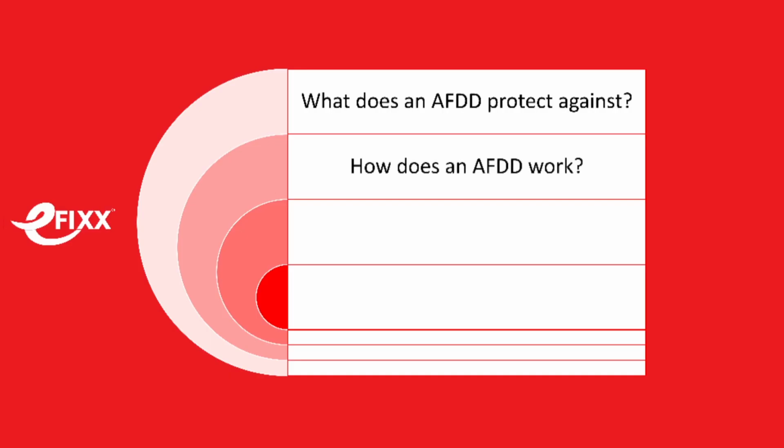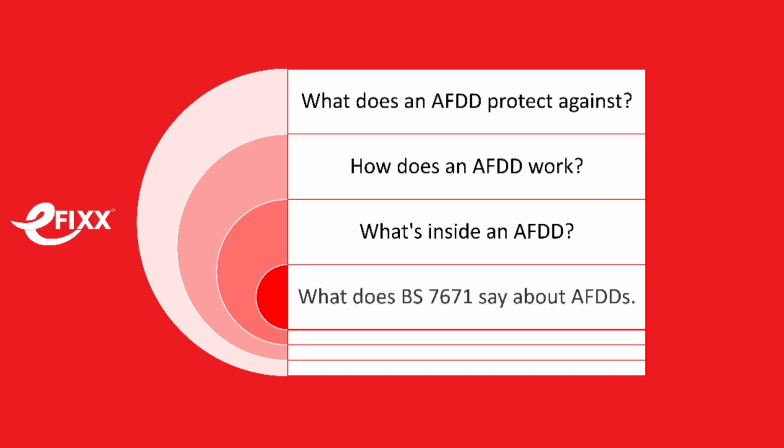We'll be considering the following subjects. What does an AFDD protect against? How does an AFDD work? What's inside an AFDD, and what does BS7671 say about AFDDs?